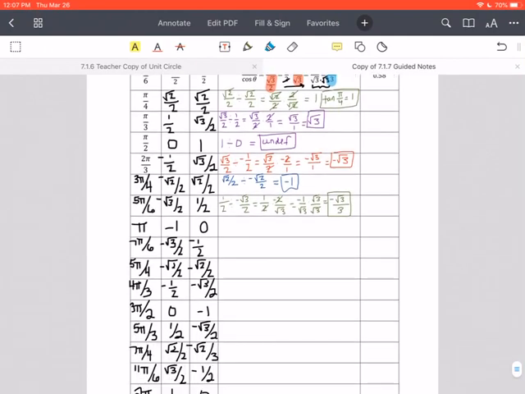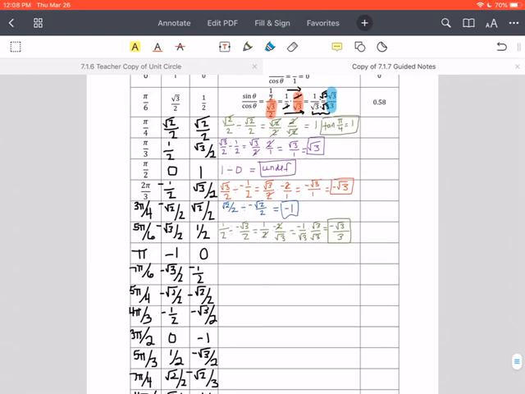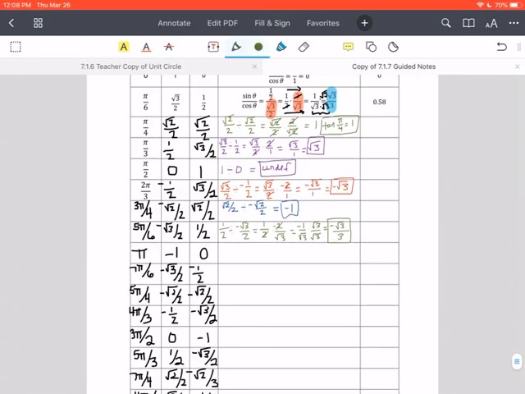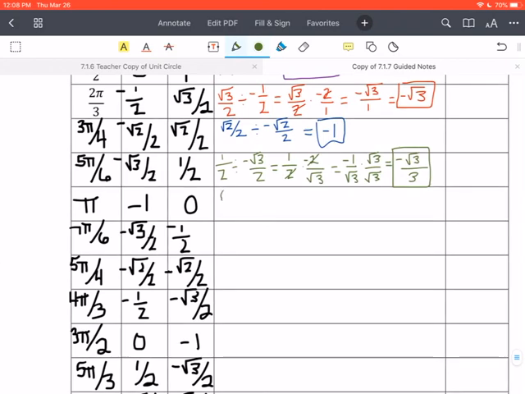Okay, let's look for some symmetry here. So now we are at pi, and we might just need to do the division. So we have 0 divided by negative 1. What's 0 divided by anything? 0. So this is, again, a case where the tangent of certain angles is going to be 0, but other times the tangent is going to be undefined.